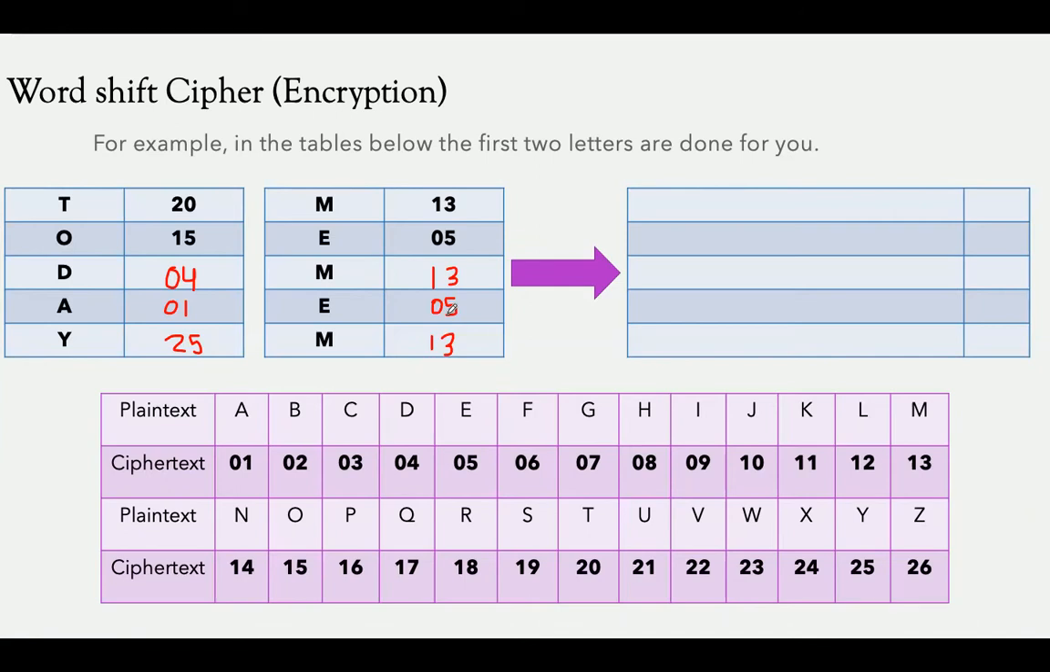And what we're going to see is we're going to come up with some other word. To do this, if we're encrypting our message, we're going to add all of these numerical values together. So for the first part, that means 20 plus 13. What is 20 plus 13? 33. 33.